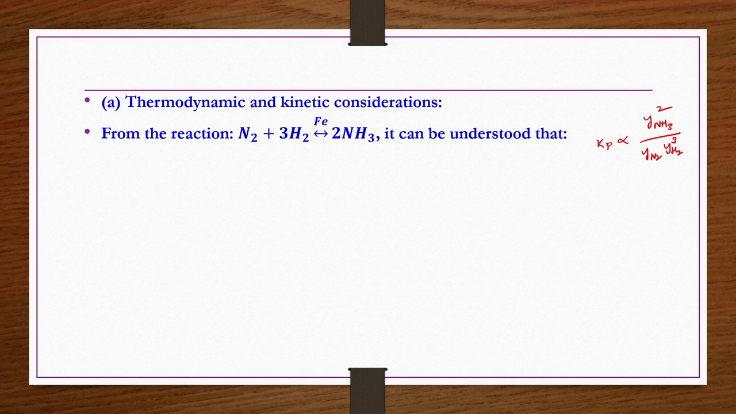There may be other parameters, etc. So from here, you can write YNH3 equals the square root of Kp YN2 YH2 cubed Pt. YN2 is the mole fraction of N2, YH2 is the mole fraction of H2, YNH3 is the mole fraction of NH3, Pt is the total pressure, and Kp is the equilibrium constant.